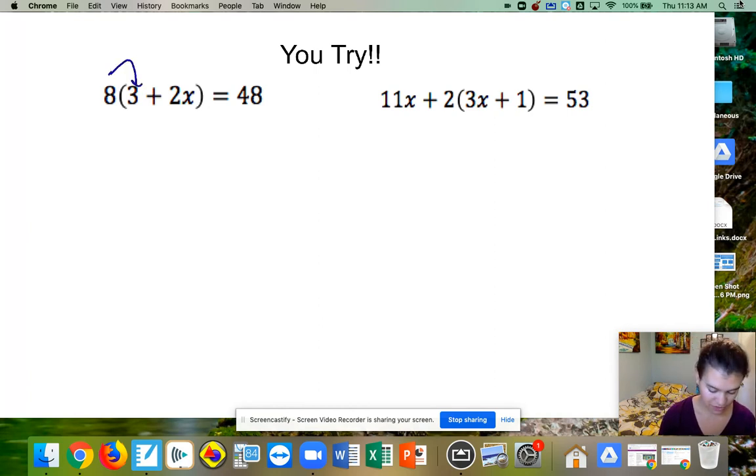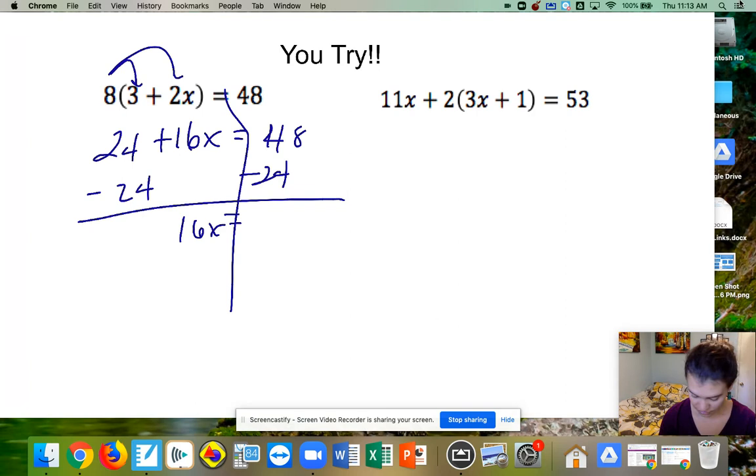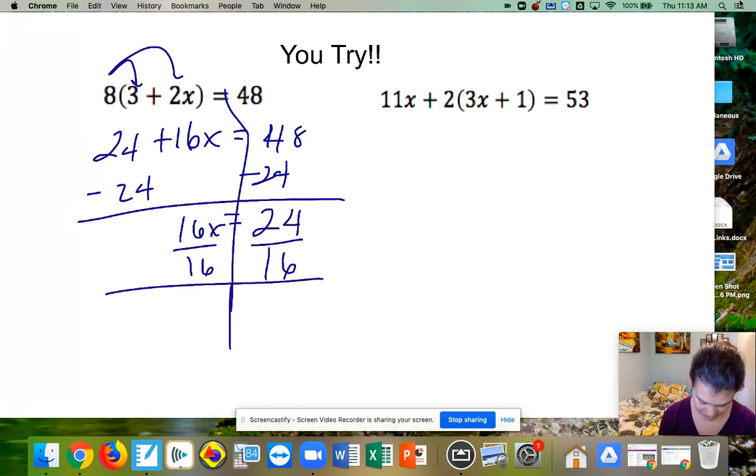So you want to distribute in. 8 times 3 is going to give you 24. 8 times 2 is 16, equals 48. So you can subtract the 24 from both sides. Drop the 16x down. 48 minus 24 is 24 again. Now we're going to divide by 16. So you get x equals 24 over 16.